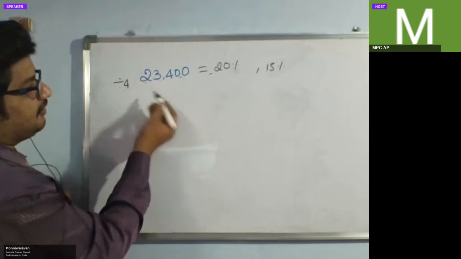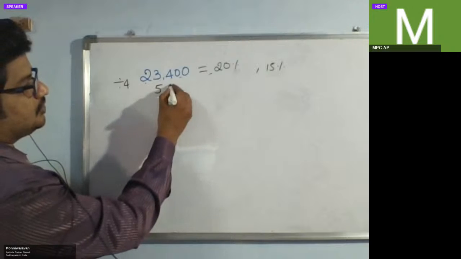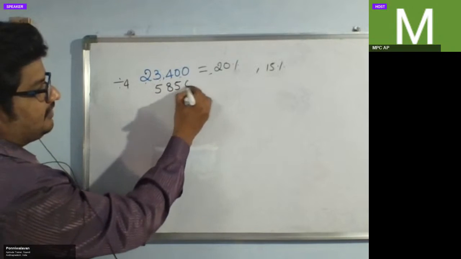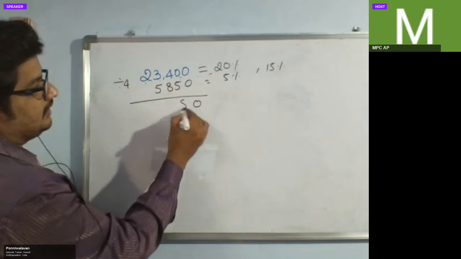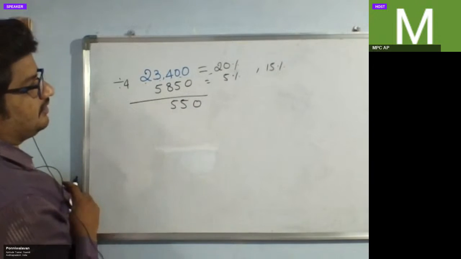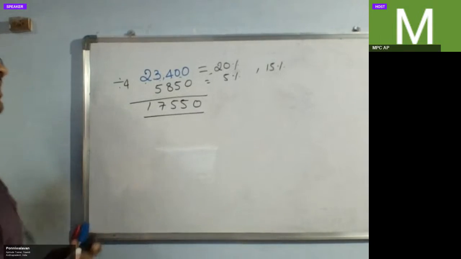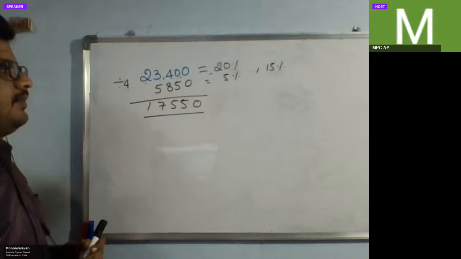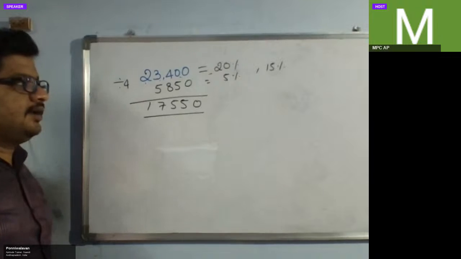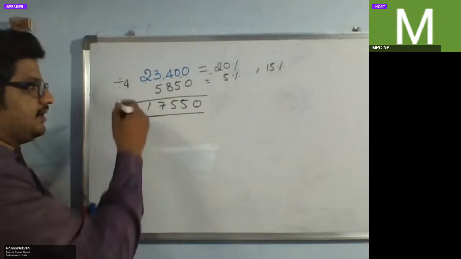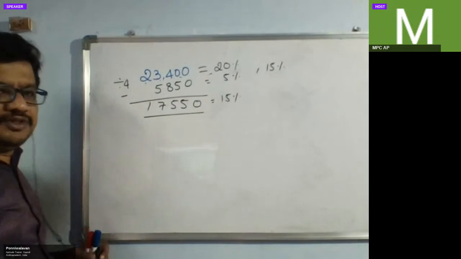If you divide by 4, what will happen? It is 5 times. 34, so it is 8 times 20, remainder 5, 0. This is 5 percentage. Subtract it: 17,550. If you subtract it, you will get 15 percentage.